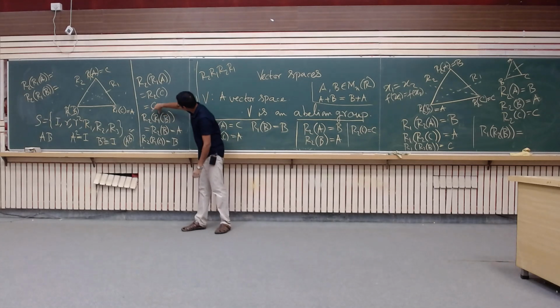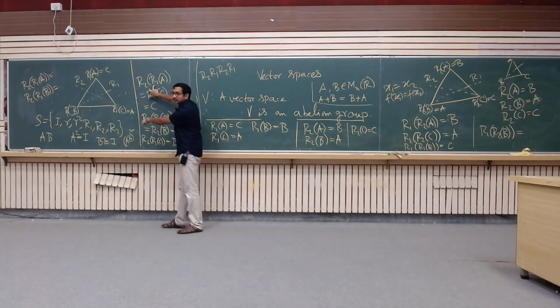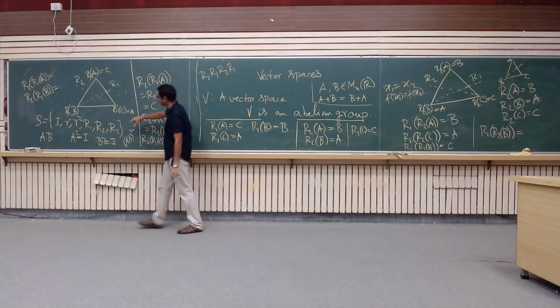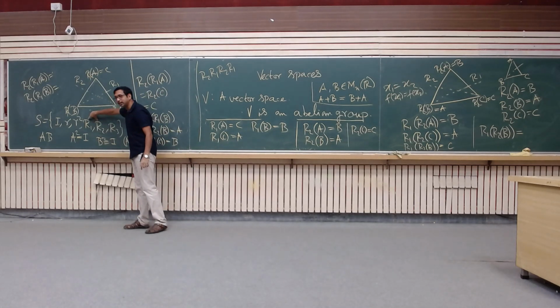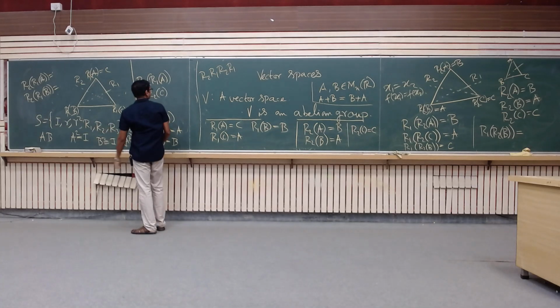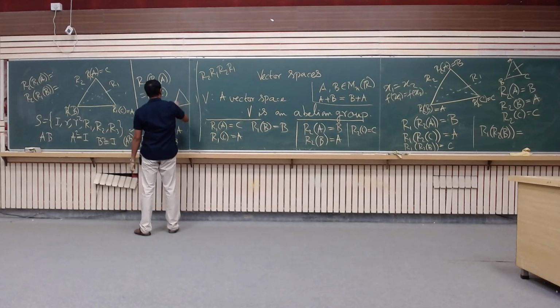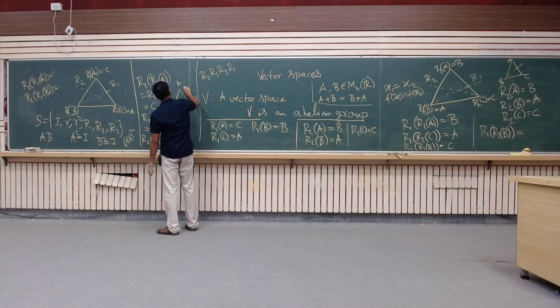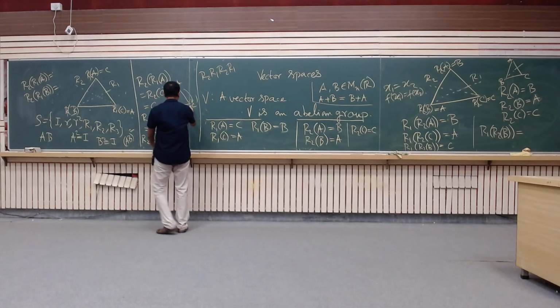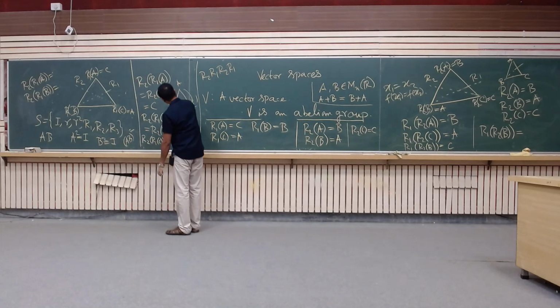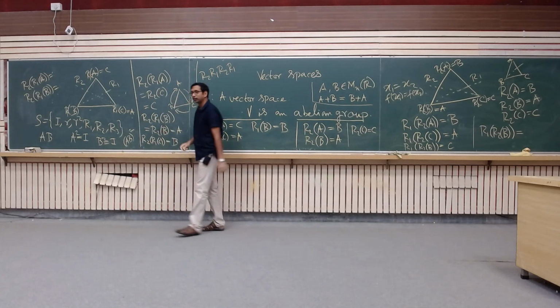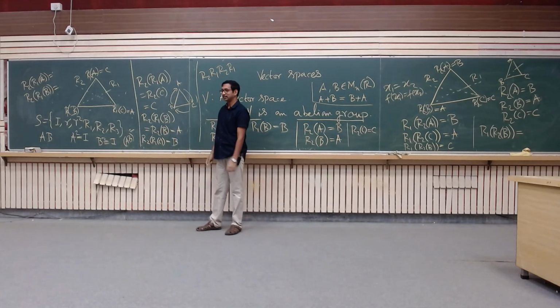So this composition R2, R1, this is again in the set. It is not going out. So this is a binary operation on the set. That is, you are taking two elements, you are composing them, and then this is your matrix. Okay. So A is being mapped to C, and C is being mapped to B, and B is being mapped to A.